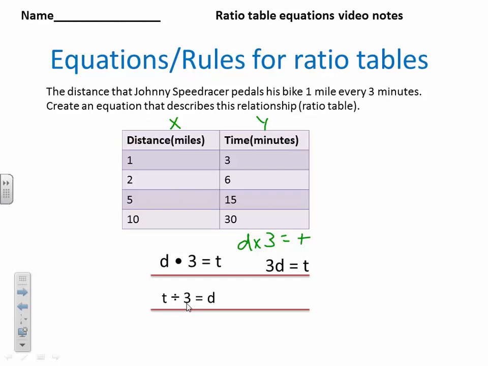And I would like to show this a better way. I would say as a fraction, t over 3 equals d, because remember, dividing and a fraction mean the same thing. If something's a fraction, that means to divide. Remember, you can always rewind and go back if that was too fast or doesn't make sense to you.